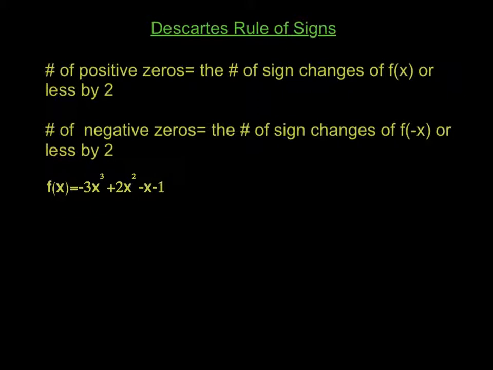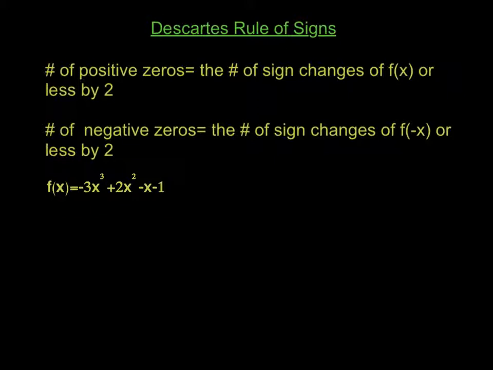Next, we're going to look at Descartes' rule of signs. This basically is another tool to help you eliminate some of your choices. It tells me the number of positive zeros, so when you list all your numbers, how many positive numbers you have is the number of sign changes from f of x or less than 2. And the number of negative zeros is the sign changes of f of negative x or less than 2. So what that means is I'm just going to give you an example, and it'll be easier to show. And again, this is kind of like a list. It just gives you a list of possible amounts of zeros. It doesn't give you the actual zeros.